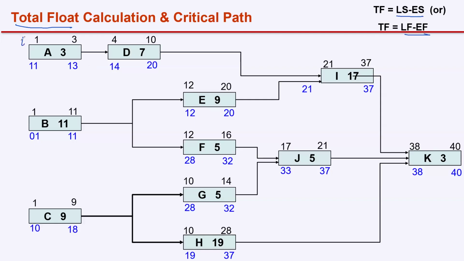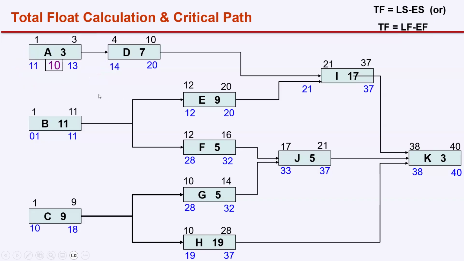So this is early start, early finish. This is late start, late finish. So the formula to calculate total float is late start minus early start or late finish minus early finish. Never take it the other way, you will get a wrong answer. It's 11 minus 1 or 13 minus 3, not 3 minus 1. So 11 minus 1 or 13 minus 3 is 10.